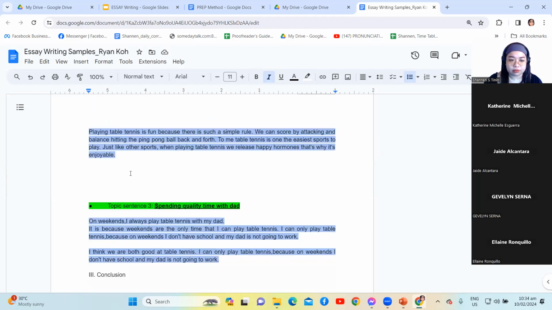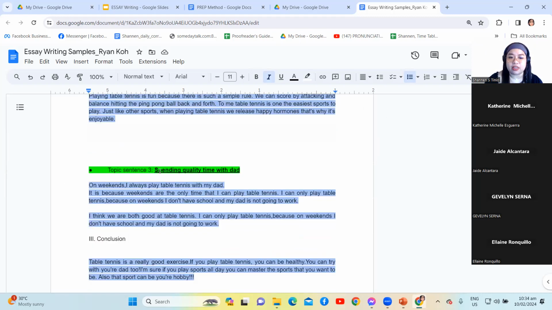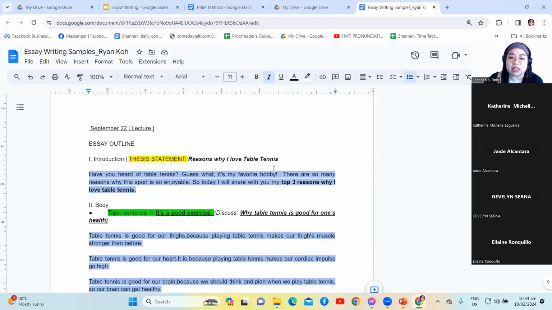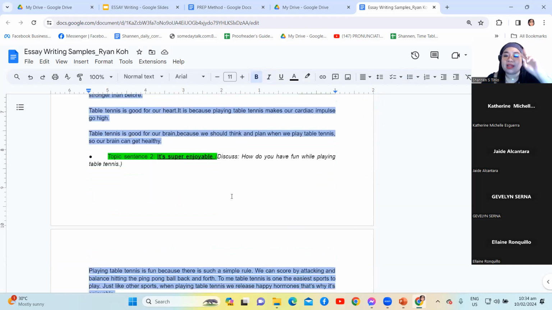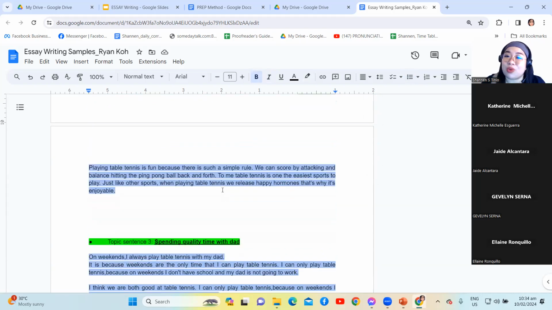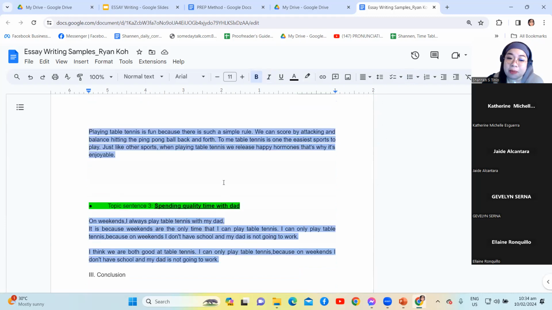Now, his third topic sentence, spending quality time with my dad. That is the third reason why his thesis statement is he loves table tennis. 3 reasons why he loves table tennis. First, it's a good exercise. Second, it's super enjoyable. And third, he gets to spend quality time with his dad. Ngayon naman, ang pag-uusapan lang natin dito, how he spends quality time with his dad.